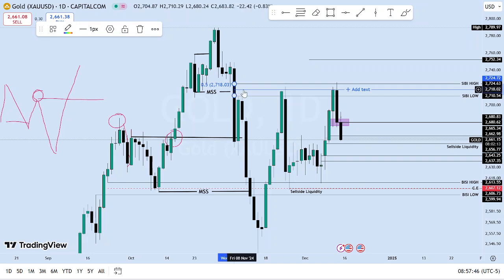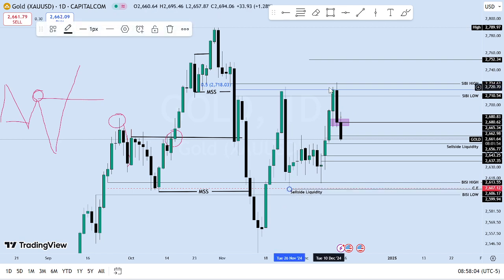So it measures your 50% level. That's the consequent encroachment. You see, the body taking out the last candle here. That's why we are selling. We are taking out a buy side liquidity. That's why market is selling. It's seeking for a sell side liquidity. We trade from premium, over here is premium, down to discount.